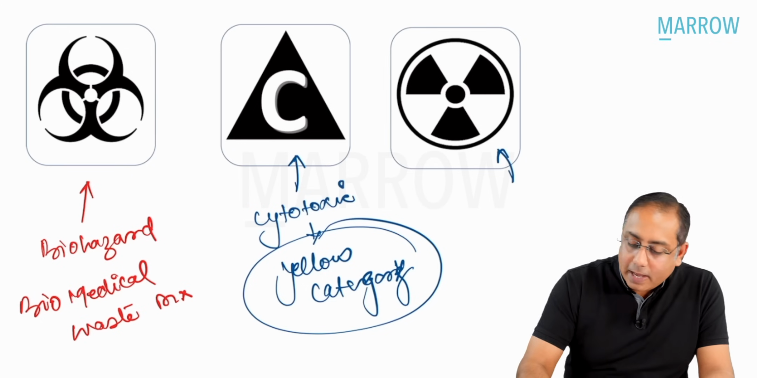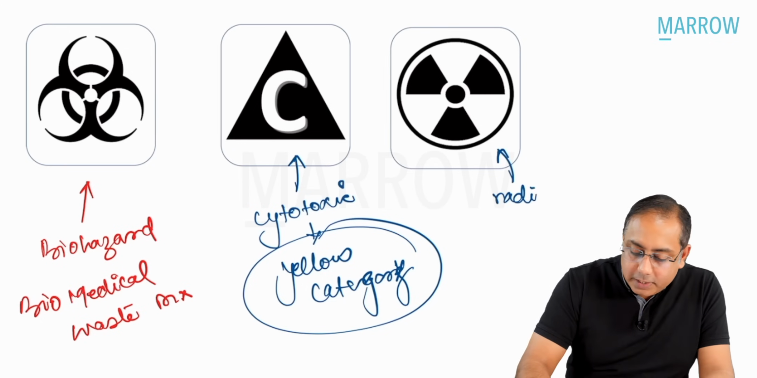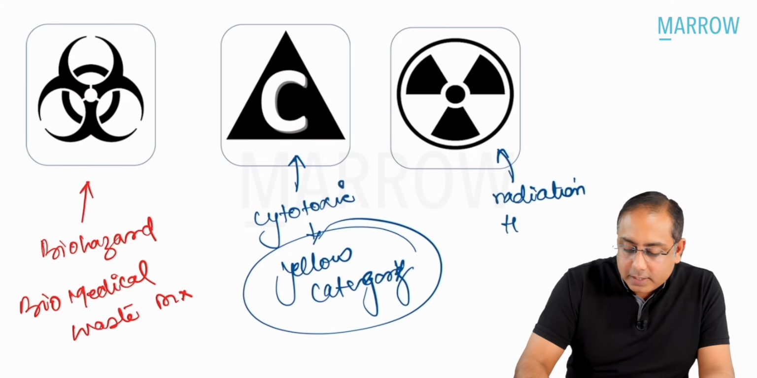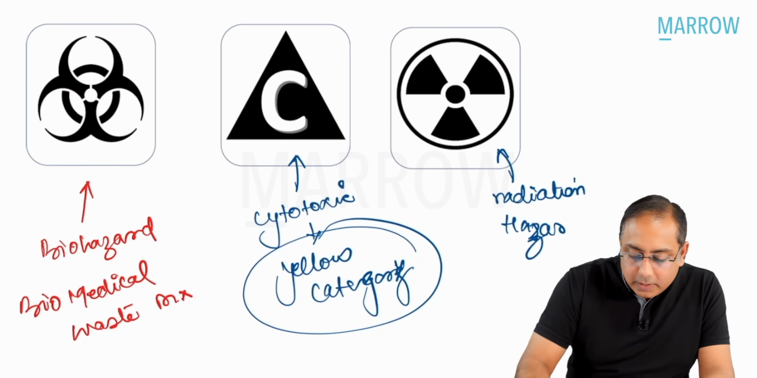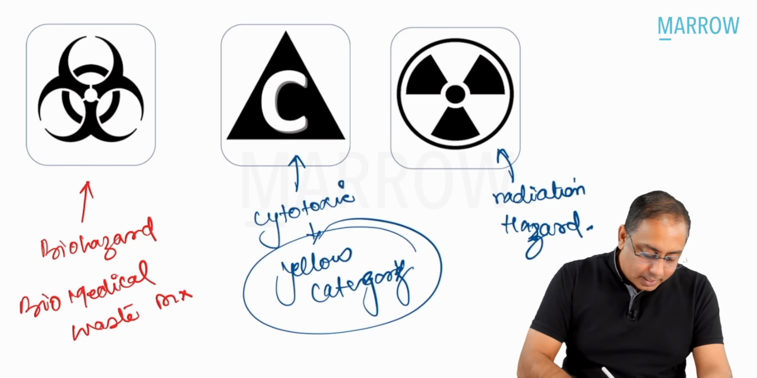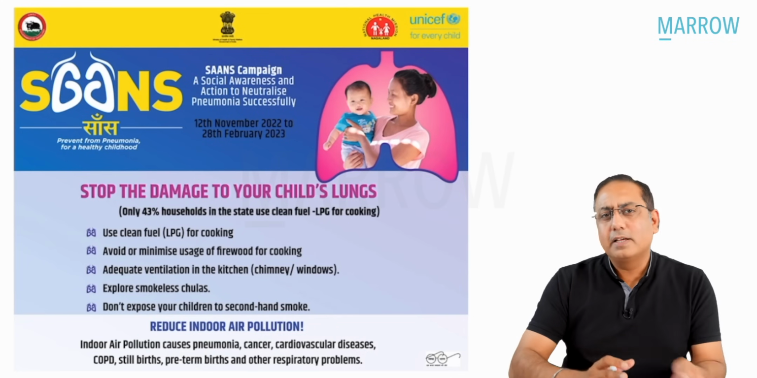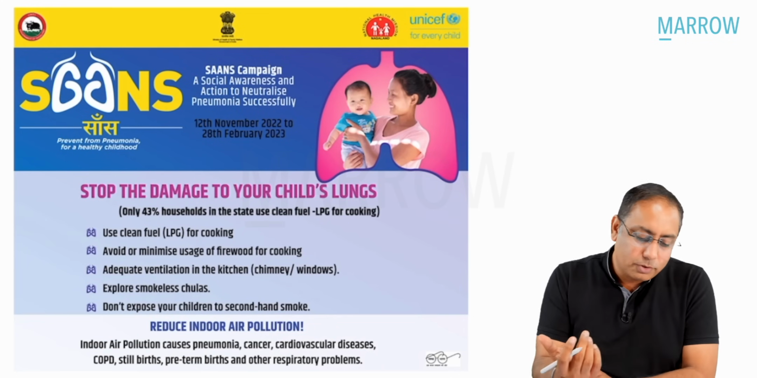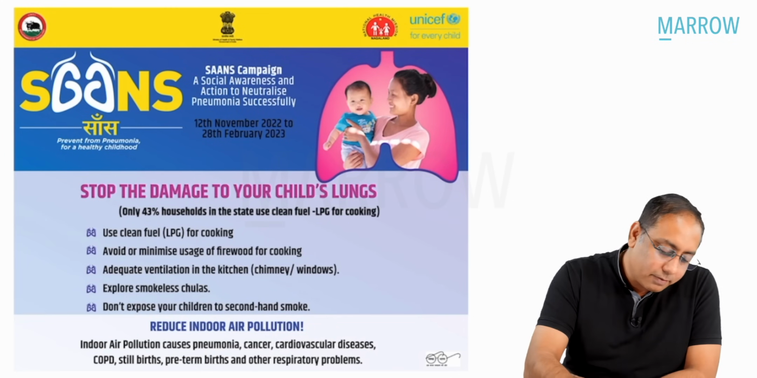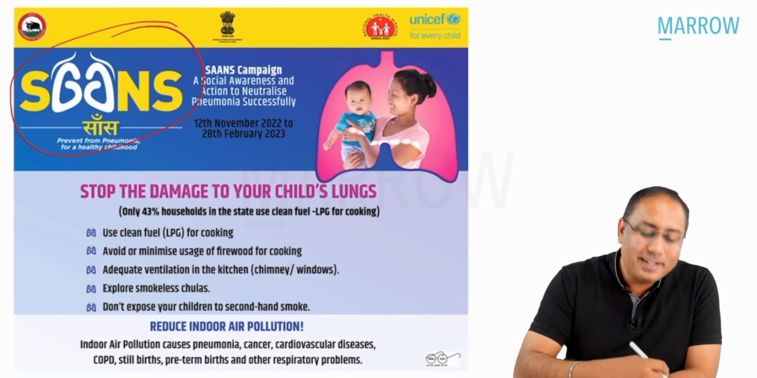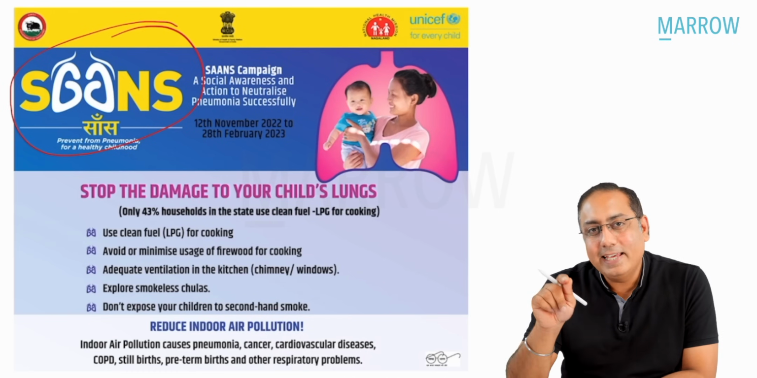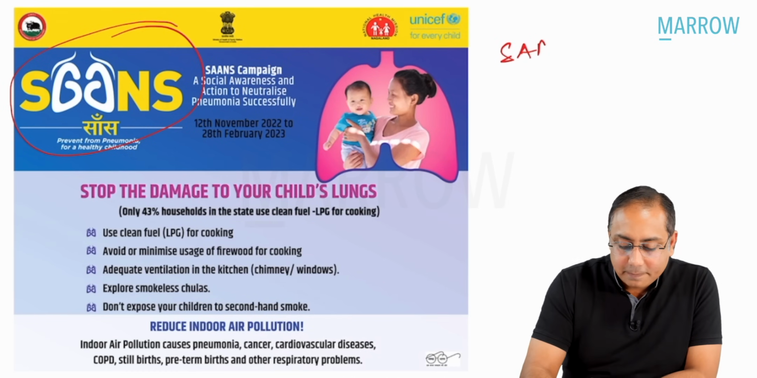Next is this fan kind of symbol. It is for the radiation waste, radiation hazard. So wherever there is a radiation hazard, the symbol has to be there. Next, there's actually not a symbol, but of course you should know what is written here, and of course it's normal English, everybody can read this. What is this? SANS.